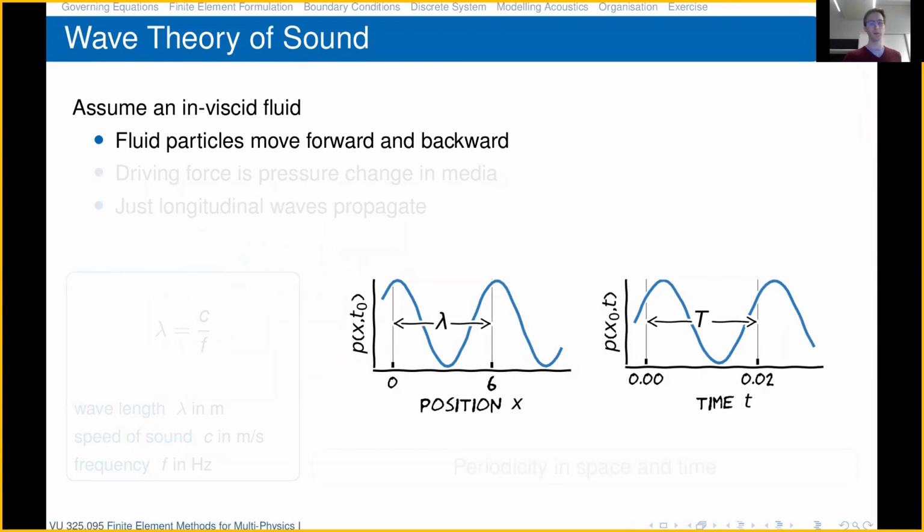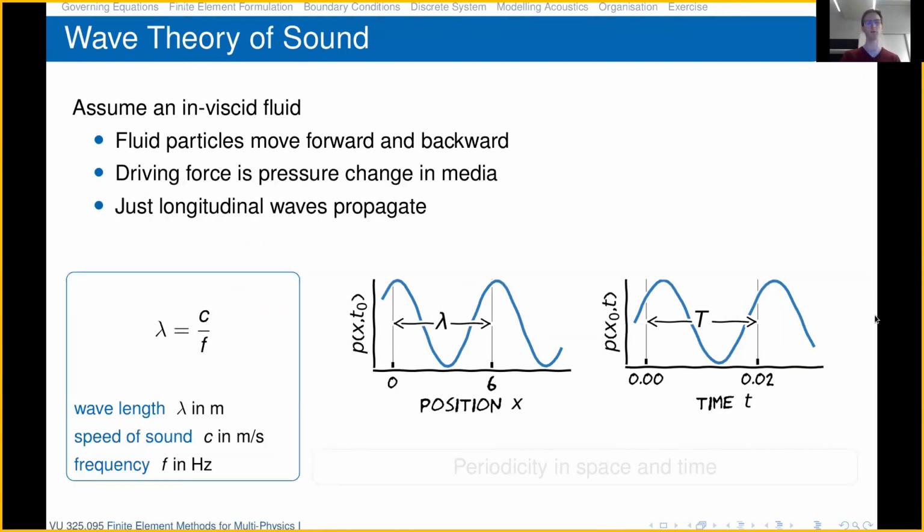There are a few assumptions behind that in the physical domain. So we assume an inviscid fluid. That's the basic assumption in acoustics. And that means that the fluid particles only move forward and backward. And the driving force for these acoustic waves is the pressure change in the medium. And also due to the inviscid assumption, we have just longitudinal waves that can propagate. So there are no shear waves in the domain, for example.